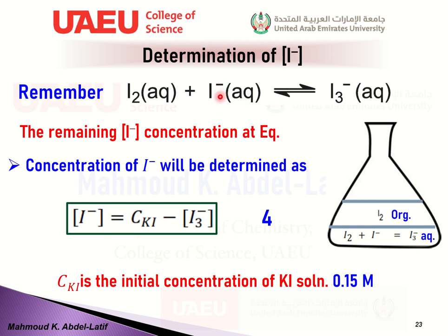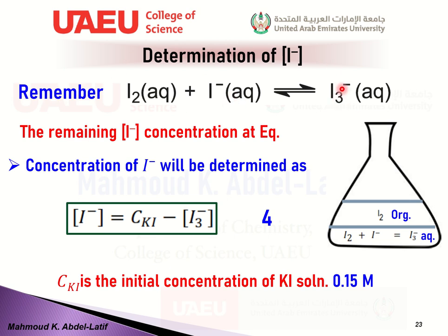How can we determine this one? Just be with me. According to this equation, 1 mole reacts with 1 mole to produce 1 mole. What does it mean? In the beginning of the reaction, the concentration of the reactant is 100%.